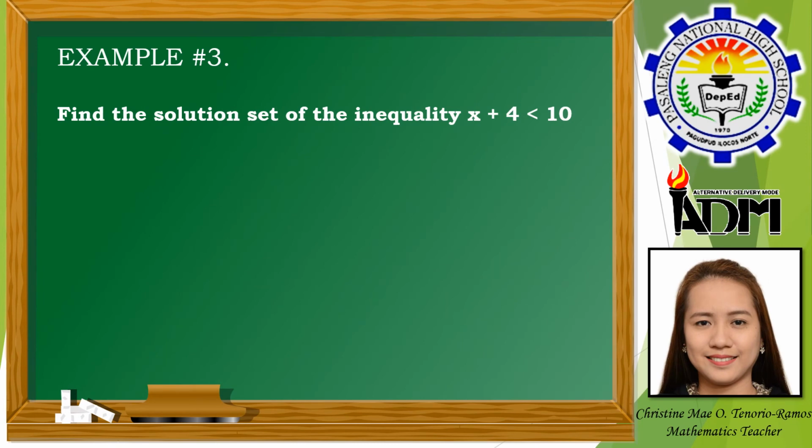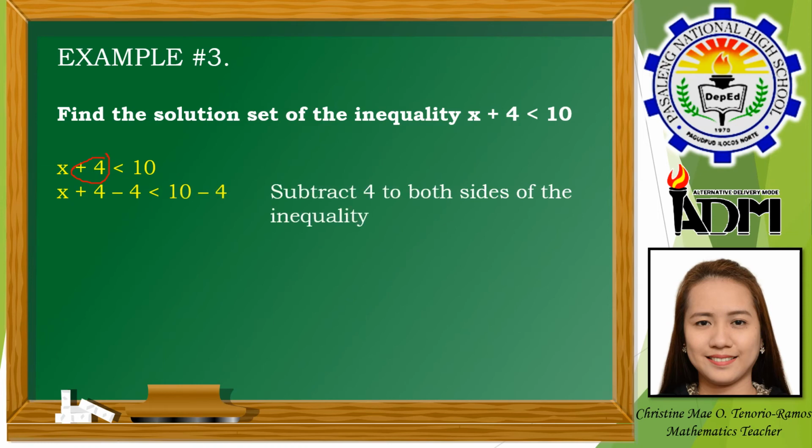Next, example number 3. Find the solution set of the inequality x plus 4 is less than 10. Okay. So, anong gagamitin natin dito? Kailangan matira lang yung x sa kabila. So, ang opposite ng positive 4, or yung additive inverse niya is, yes, negative 4 or minus 4. So, pag samahin mo yan, magka-cancel kasi 0 na yan.